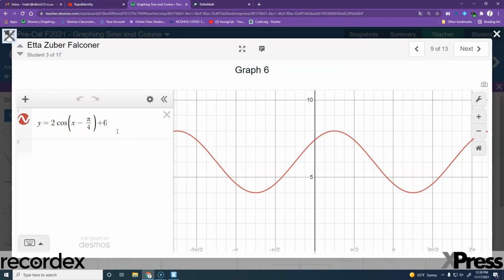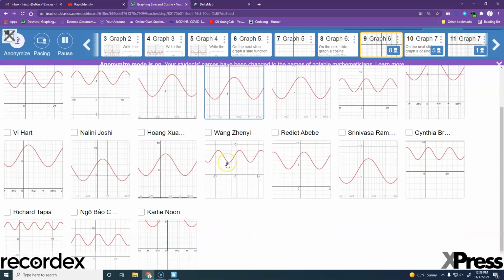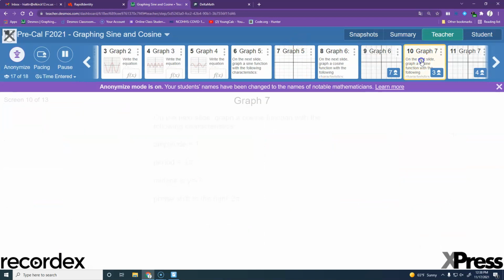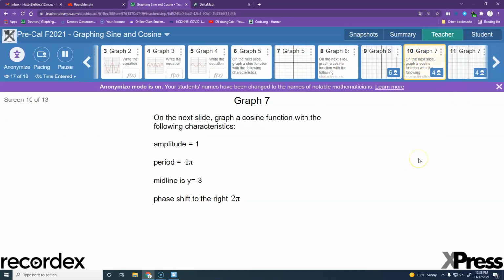Any questions about getting any of those pieces? All right. I think more or less we look good. It's a little hard to tell for sure with the zoom, but I think those look pretty good. The next one, you're going to do an amplitude of 1, a period of 4 pi, a midline at -3, and a phase shift to the right 2 pi. So this one's a little tougher because it's got a period change and a phase shift.